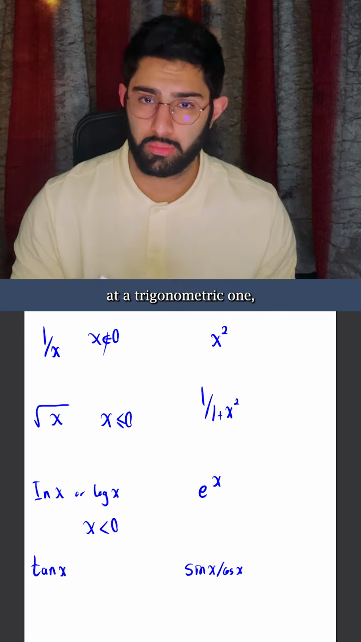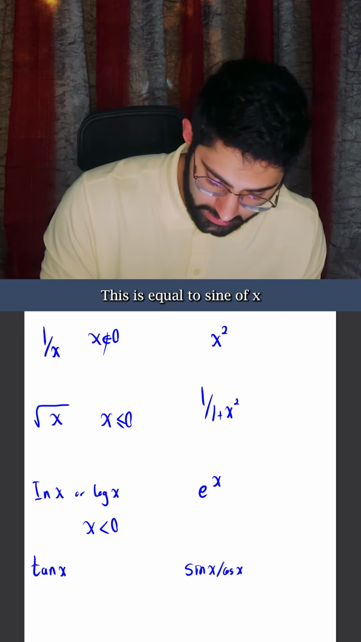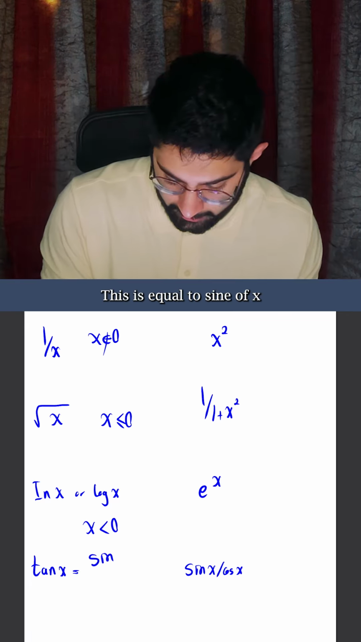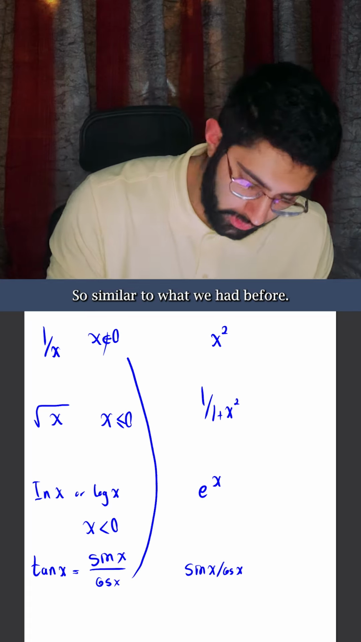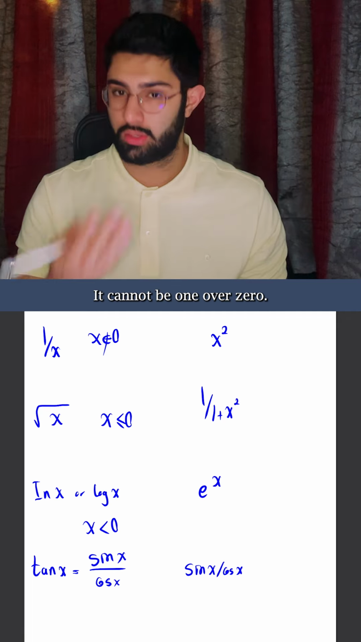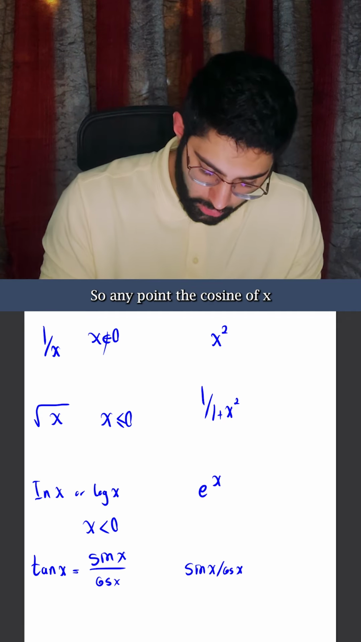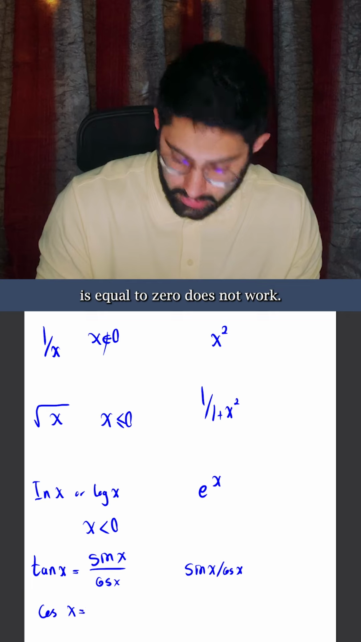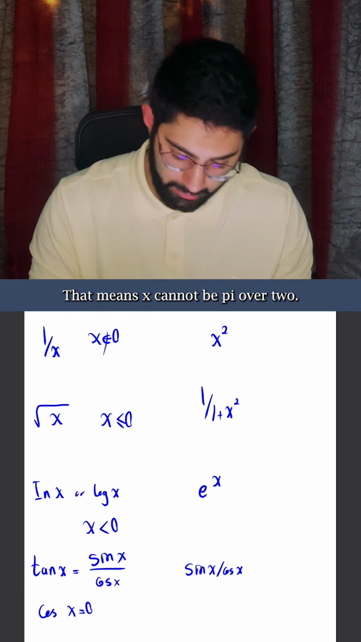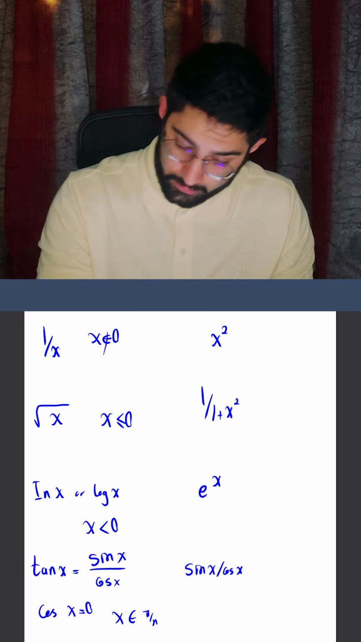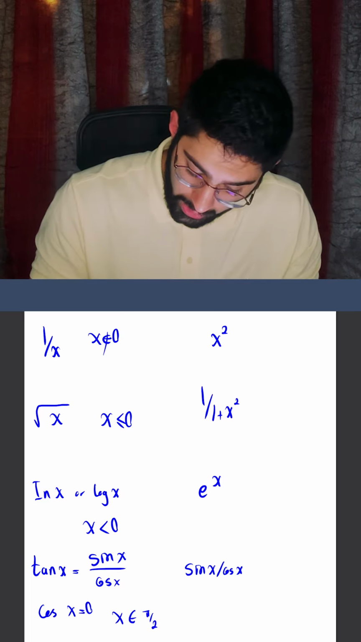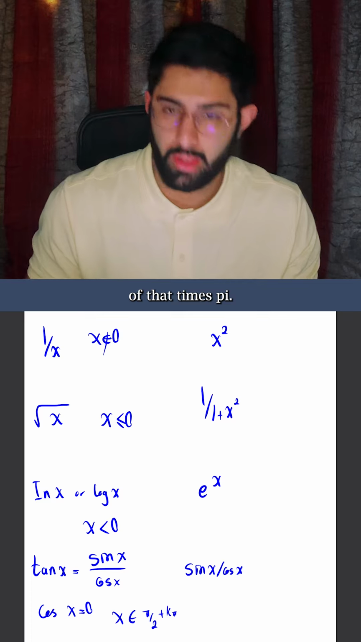Now let's look at a trigonometric one, tangent of x. This is equal to sine of x over cosine of x. So similar to one we had before, it cannot be 1 over 0. So any point where cosine of x is equal to 0 does not work. That means x cannot be pi over 2 and any of that times pi.